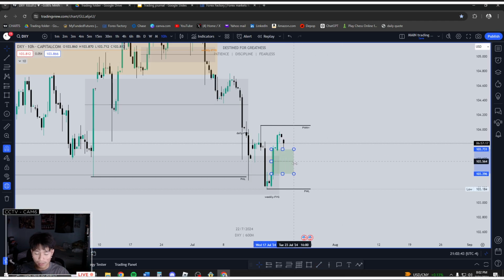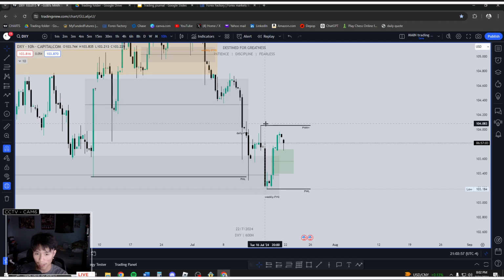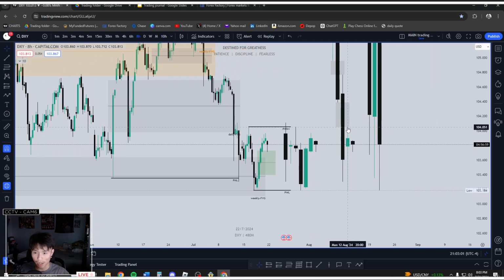So what I want to see is whenever price retraces back inside this 10-hour FVG coming into Monday, Tuesday, I want to see us respect it and continue higher to rebalance that weekly fair value gap. So that previous week's high is the weekly fair value gap's low, if that makes any sense. So see, that weekly high is this weekly fair value gap's low. So I want to see us rebalance into it.